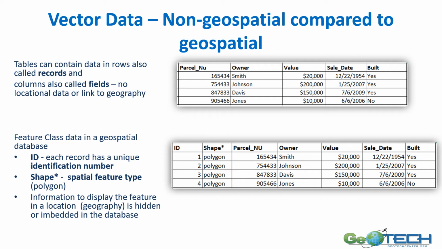The lower table is actually a geospatial database table, and this one contains a unique number, an ID number for each of the features. It tells us that the shape of the feature is a polygon, and embedded within that field is information on how to display or locate that polygon. And it also contains attributes.